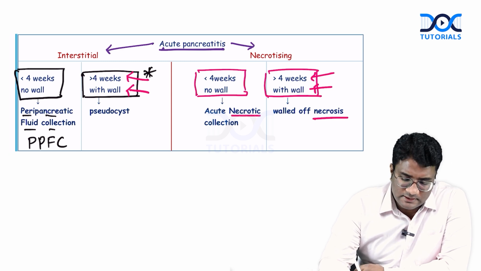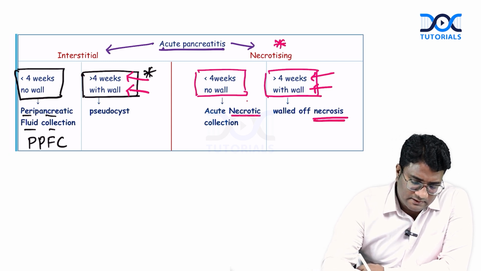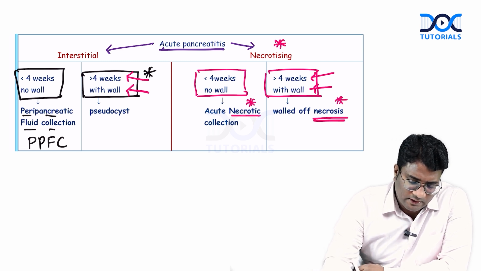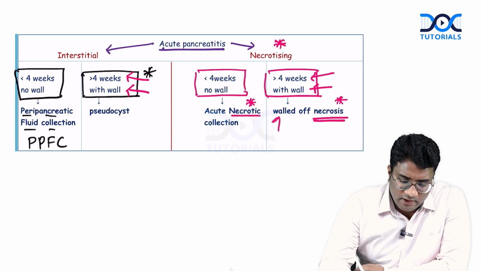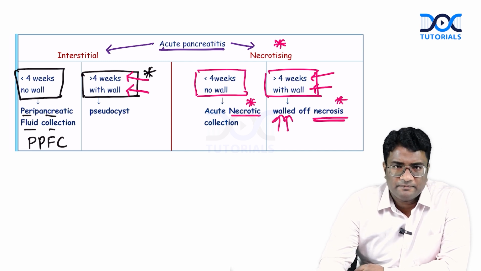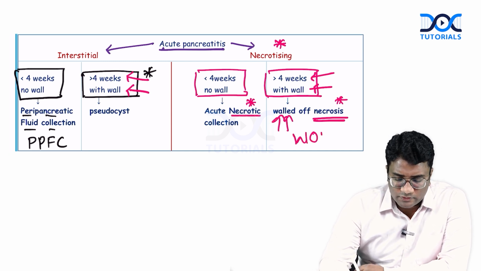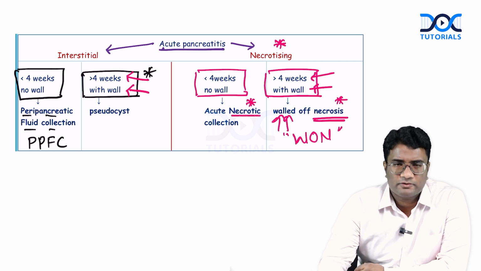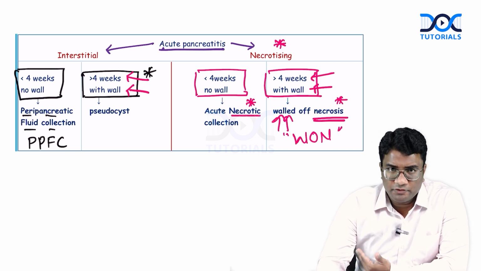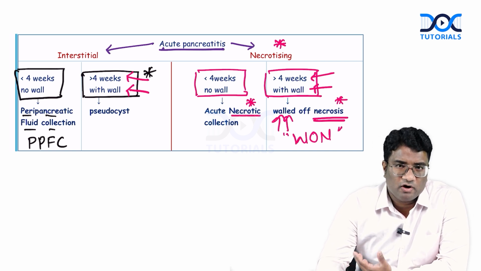And the word necrosis is seen in necrotizing pancreatitis. So, the word necrosis is seen in necrotizing, and which has a wall around it, more than 4 weeks. So, walled off necrosis, this is more than 4 weeks duration, has a wall around it. It occurs in necrotizing pancreatitis.